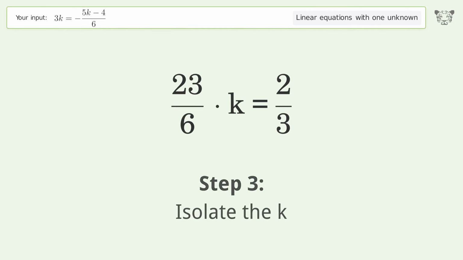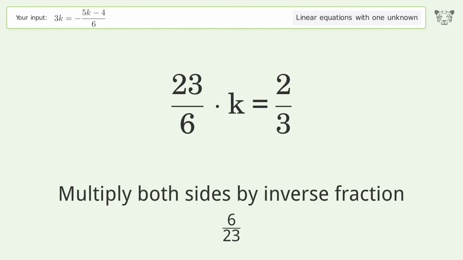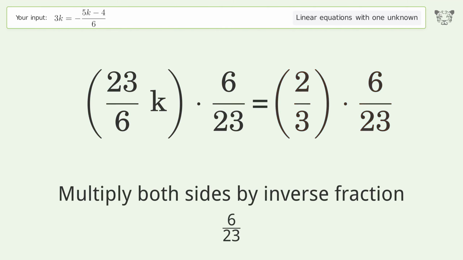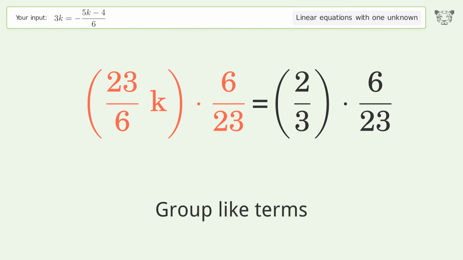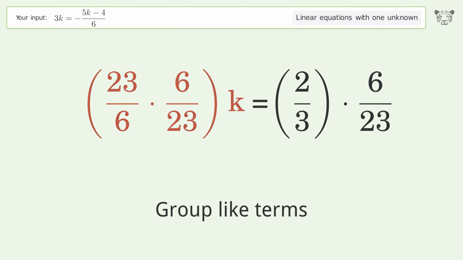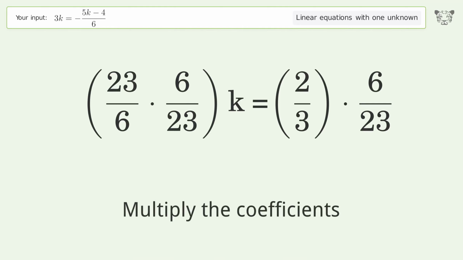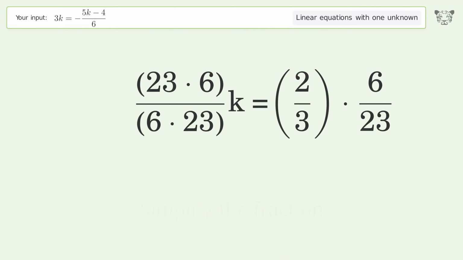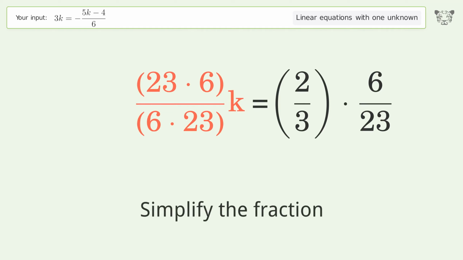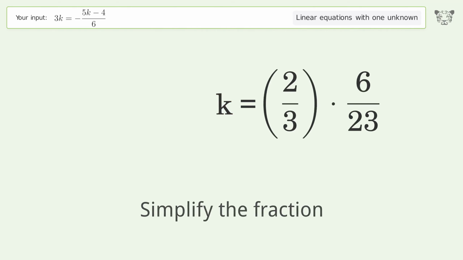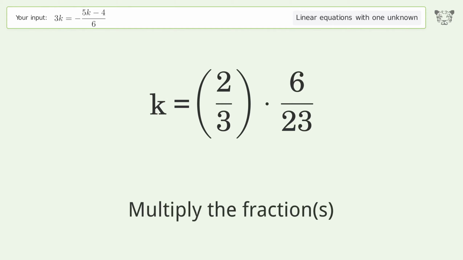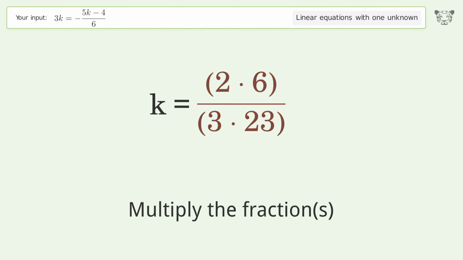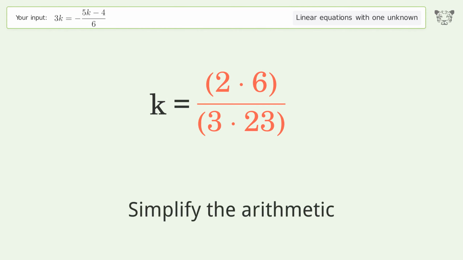Isolate the k. Multiply both sides by inverse fraction 6 over 23. Group like terms. Multiply the coefficients. Simplify the fraction. Multiply the fractions. Simplify the arithmetic.